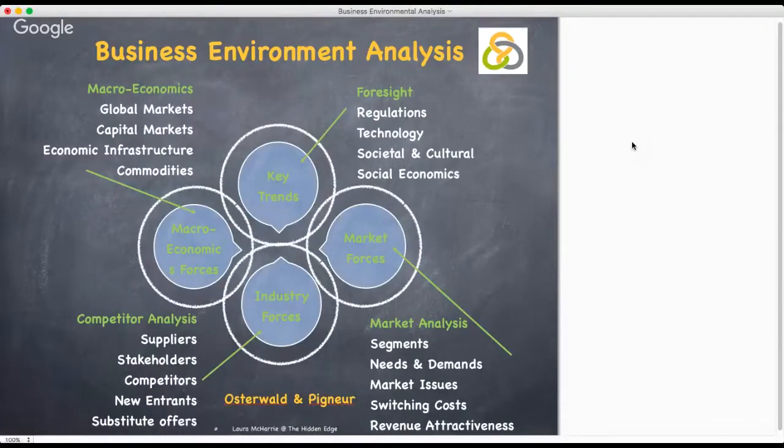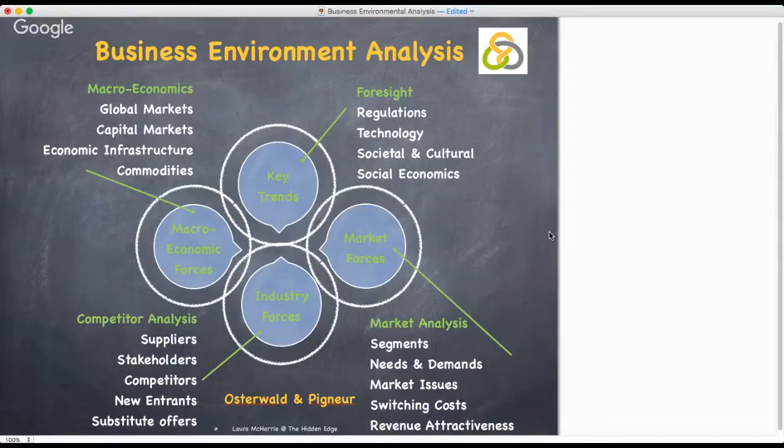Osterwalder and Pigneur describe the key external forces that influence business models and categorize them using four areas. They are key trends, market forces, industry forces, and macro environment economic forces.